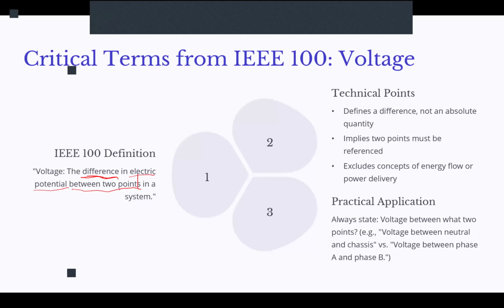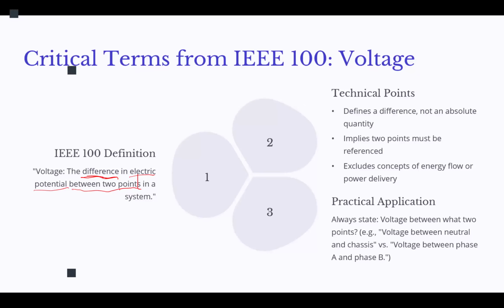So the voltage has two points. It should be defined between 2 points. If you casually mention, okay, the voltage should be 600 volt, where? Between which 2 points in your system? Is it the input terminal between the neutral and phase? Is it across one resistance? Which 2 points are you talking about?